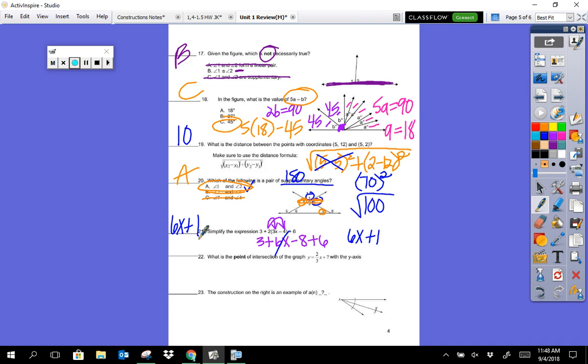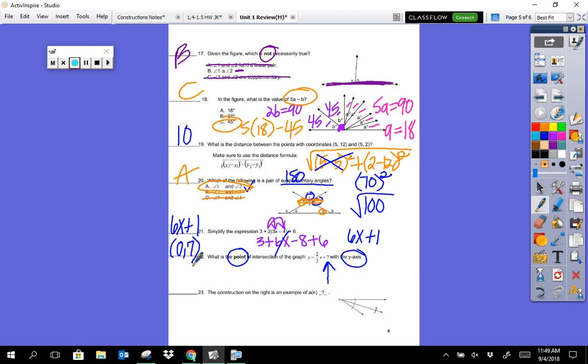22, what is the point of intersection of the graph y equals 2/3 x plus 7? You need to know here that the y-axis, that means y-intercept, which is going to be that 7. Since it's asking for the point, technically this needs to be as an ordered pair. So it would be 0, 7, but if you just put 7, sure we would count that right.